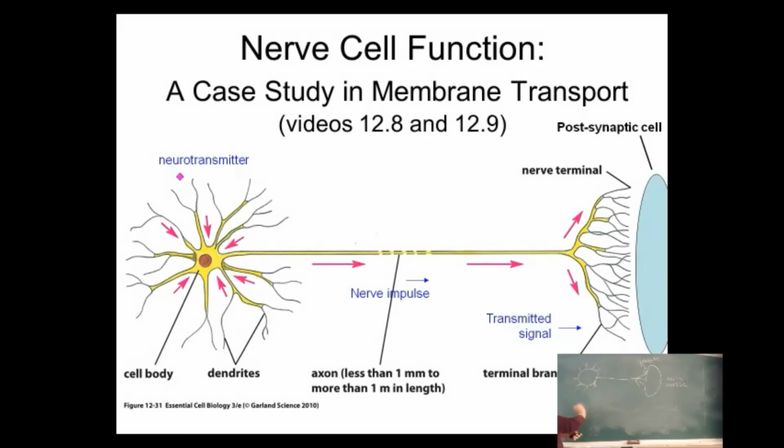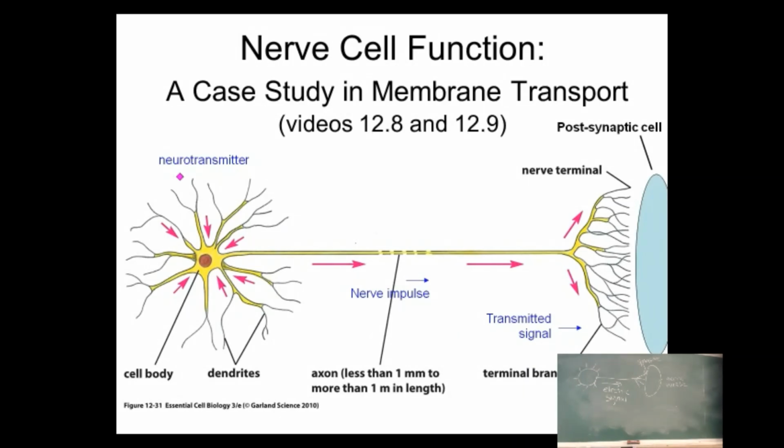This is a really crude schematic of a nerve passing an electric signal down its axon. But how can you pass an electric signal to another cell if you have a little bit of space in between?